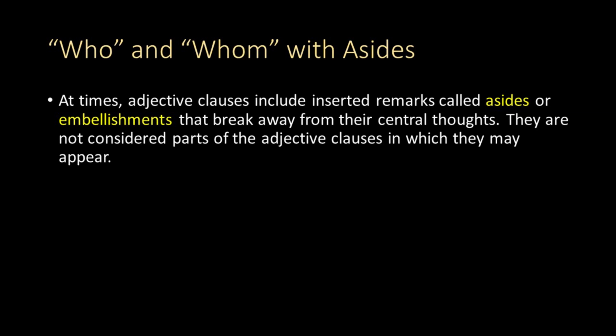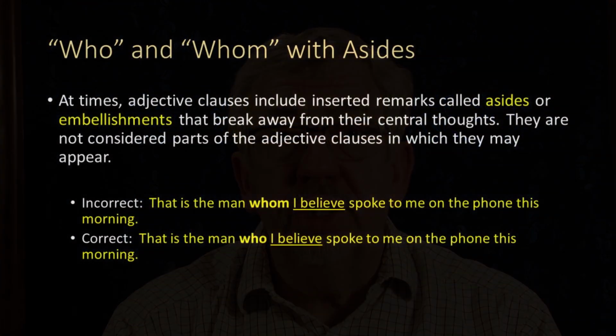Unfortunately, not all adjective clauses are as straightforward as those examples we've just looked at. At times, clauses include inserted remarks called asides or embellishments that break away from their central thoughts, speaking directly, usually in some personal way, to the reader or hearer. These asides are sometimes clauses with their own subjects, but they're not considered parts of the adjective clauses in which they may appear. As a result, they can pose pronoun case problems by fooling us into thinking that the relative pronoun should be in the objective case, whom, when it should be subjective, who. Consider this example in which the aside is underlined.